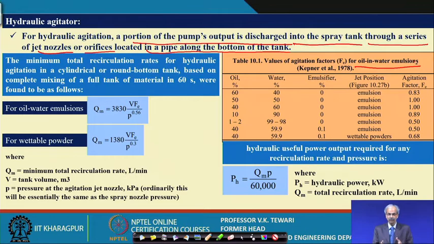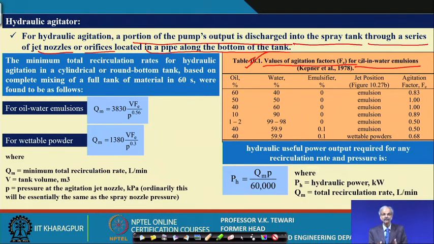We have given some information in this table, you can say table 1, since we have picked it up from there. Table 1 gives the value of the agitation factor. Now, I told you what this agitation factor is. That agitation factor has to be taken, and this is the empirical information available from the literature.